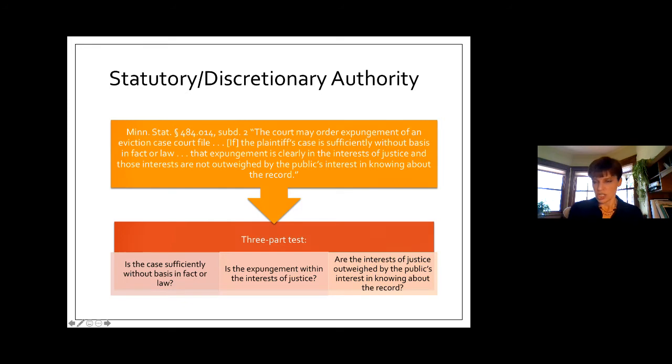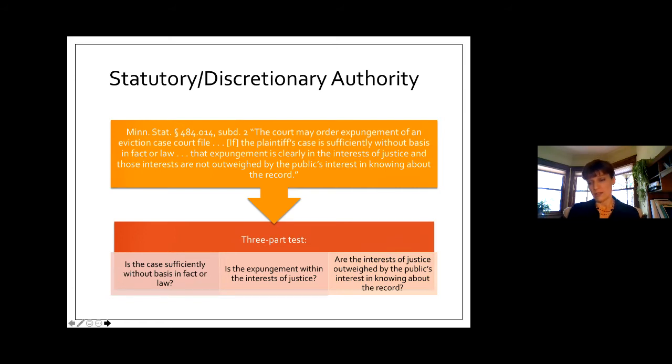So statutory or discretionary authority is our next standard, and this one also comes from Minnesota Statute 484.014. This lays out a three-part test in which the court can grant an expungement in its discretion. It's really a faux three-part test, I would say. It's really two tests. The first test is: is the case without a basis in fact or law? What this test is looking for is whether there is a reason why the court should have found for the tenant at the time that the case was brought. Are there defenses that weren't properly raised or were missed by the court for some reason, such that now, upon looking at this case later on, we can take it off the tenant's record?